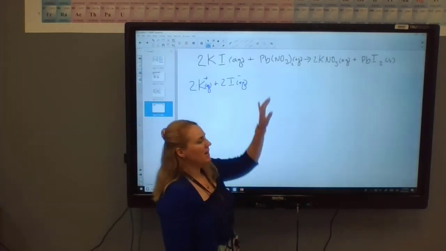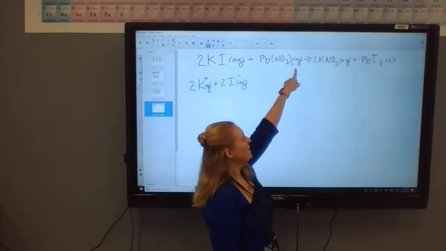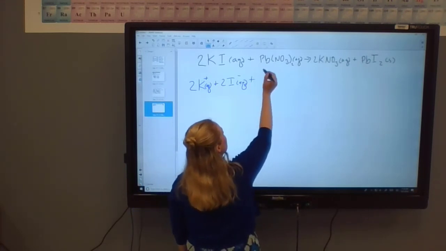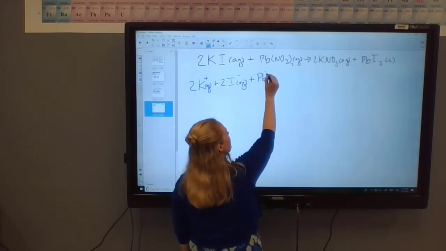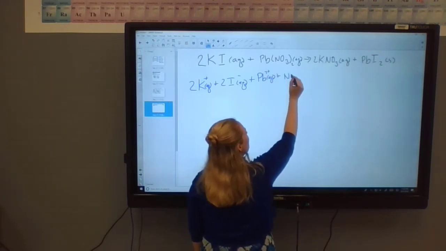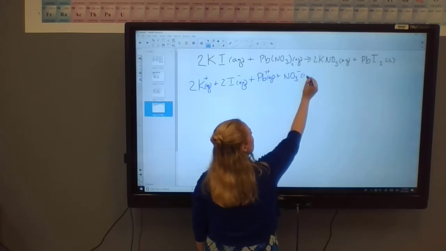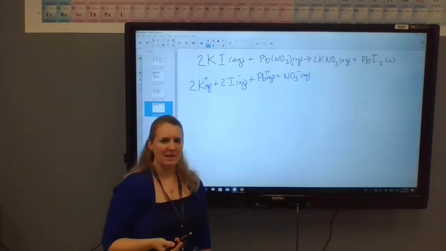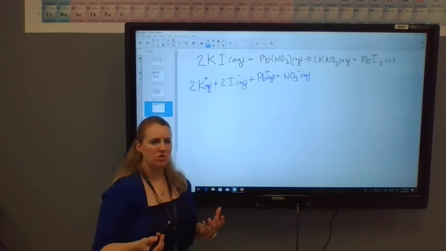Next I have lead nitrate. That's also ionic and also soluble, so it's also going to break apart. So this is lead 2 plus, that's aqueous, and then the nitrate, NO3 minus, that's aqueous. And what about this 2 down here? What that means is that my lead has 2 nitrates on it.